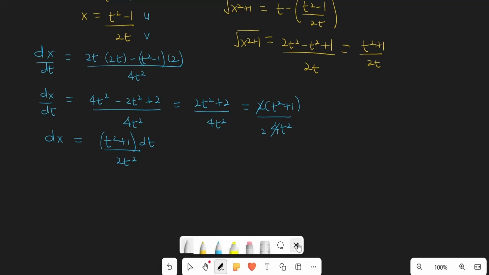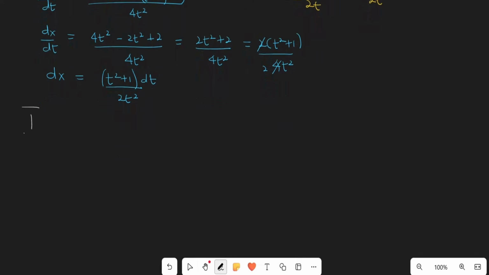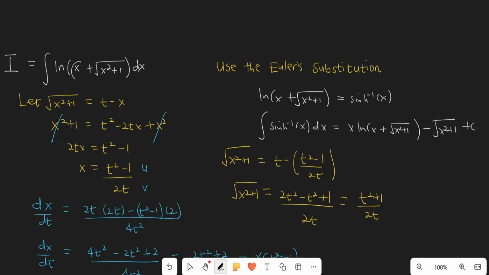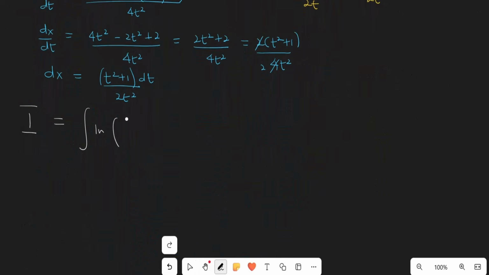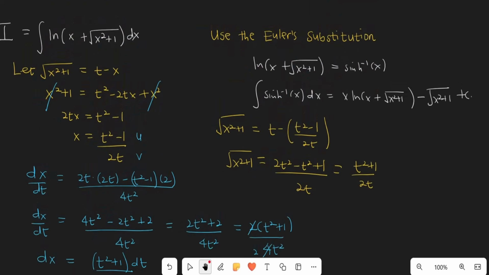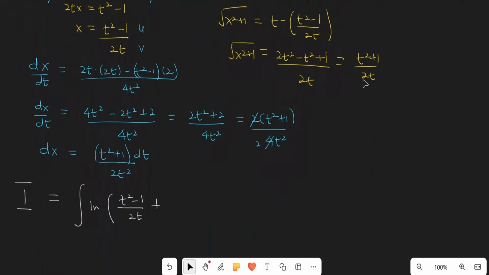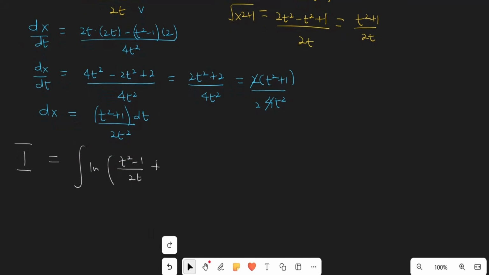Cool. Now let's take the integral into the t world. I is going to be the integral of the ln of x, where we know x to be t squared minus 1 over 2t, plus the square root of x squared plus 1. The square root of x squared plus 1 is t squared plus 1 over 2t, times dx, and dx is t squared plus 1 all over 2t squared dt.